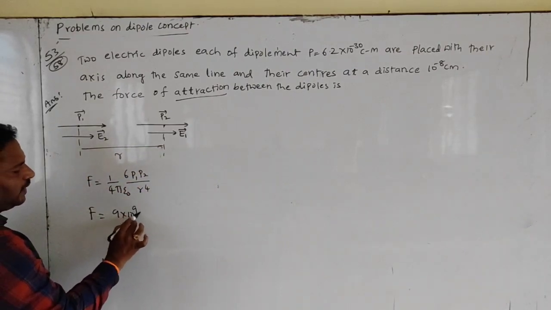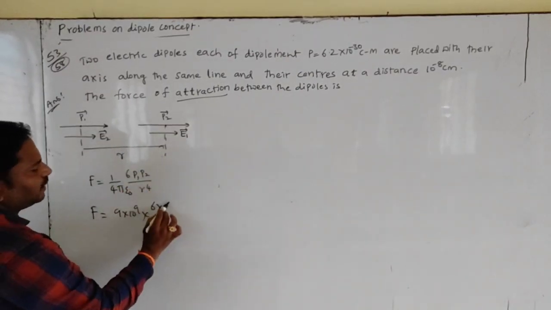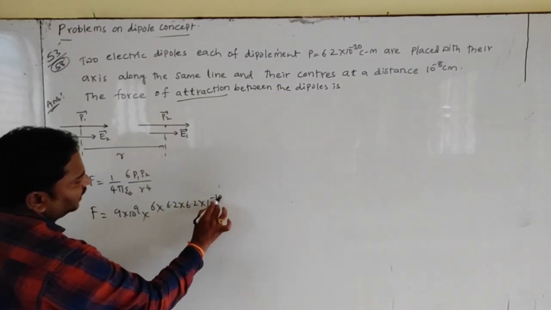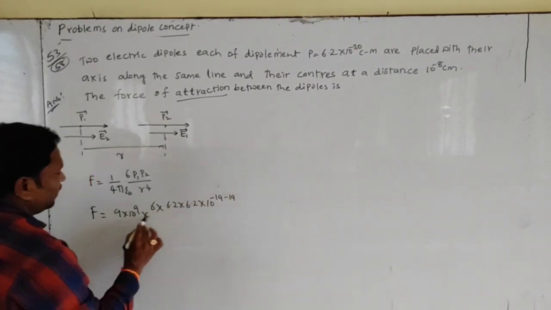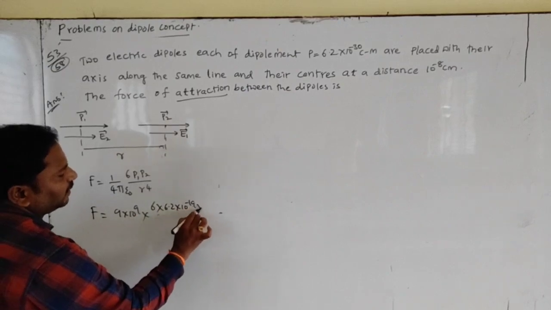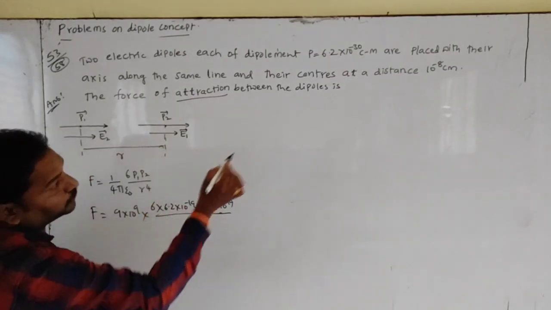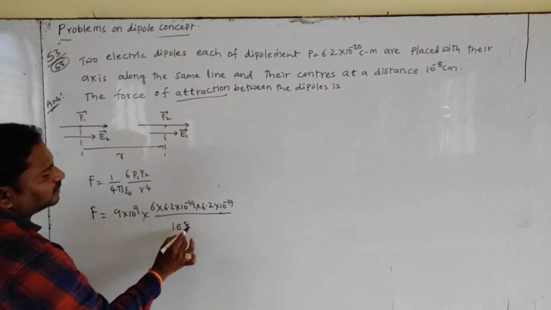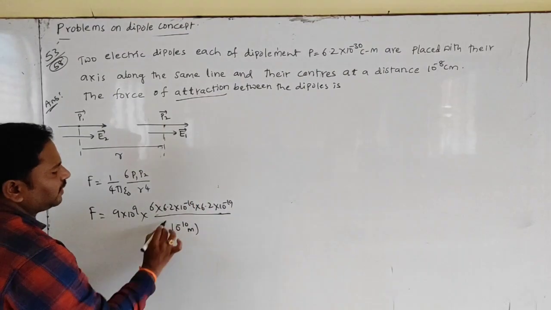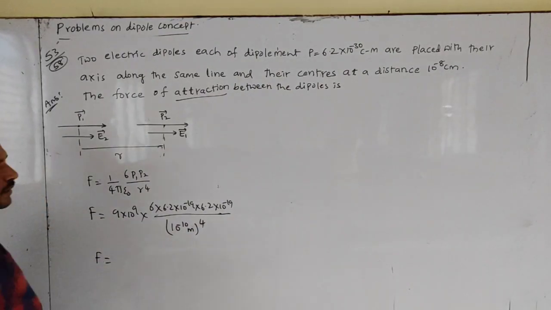And this value 9 into 10 power 9, into 6, into P1 and P2, both the same dipole moment, 6.2 into 10 power minus 30, 6.2 into 10 power minus 30, divided by R power 4. So 10 power minus 8 centimeters we have to convert into meters, so we write 10 power minus 10 meter, whole power 4.